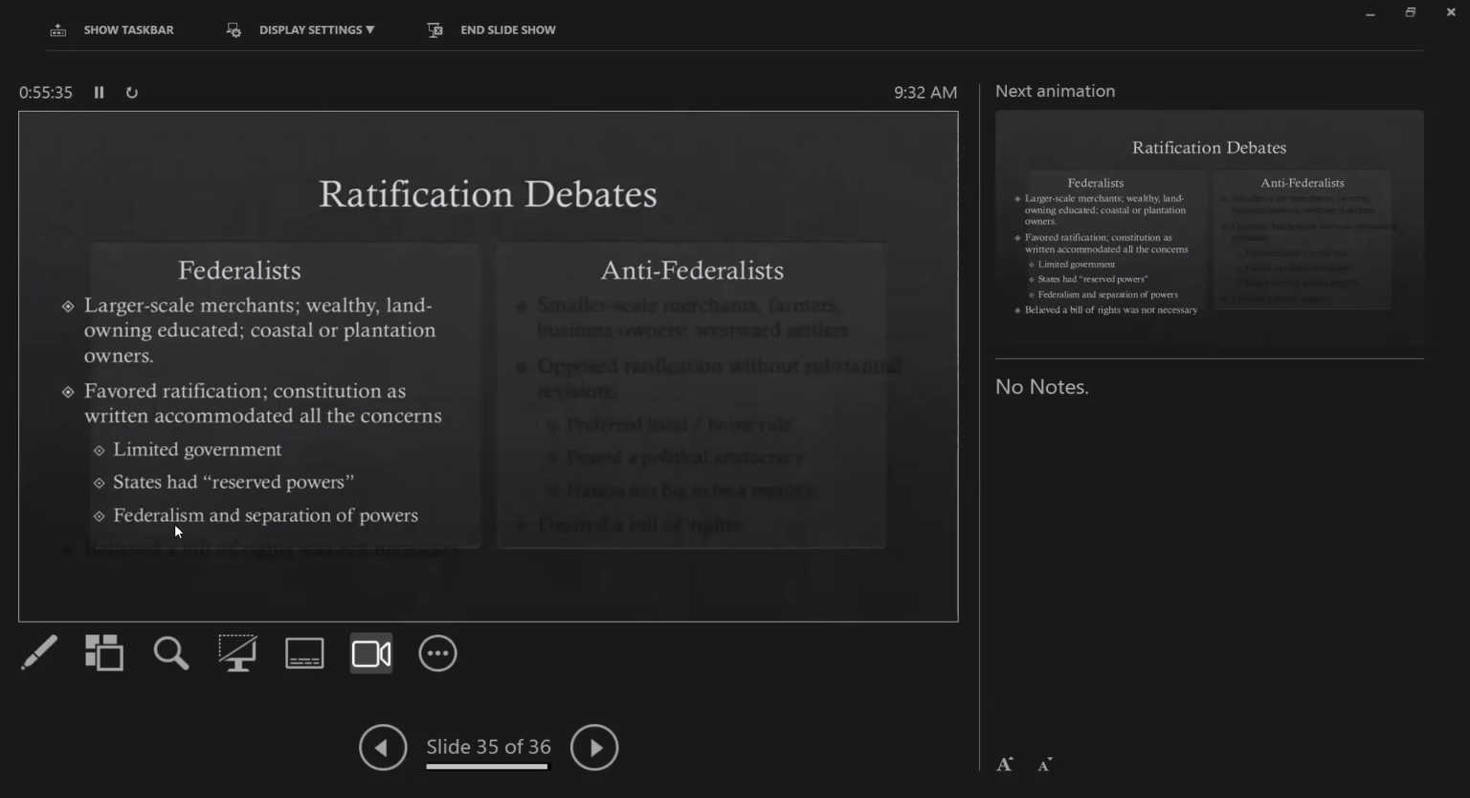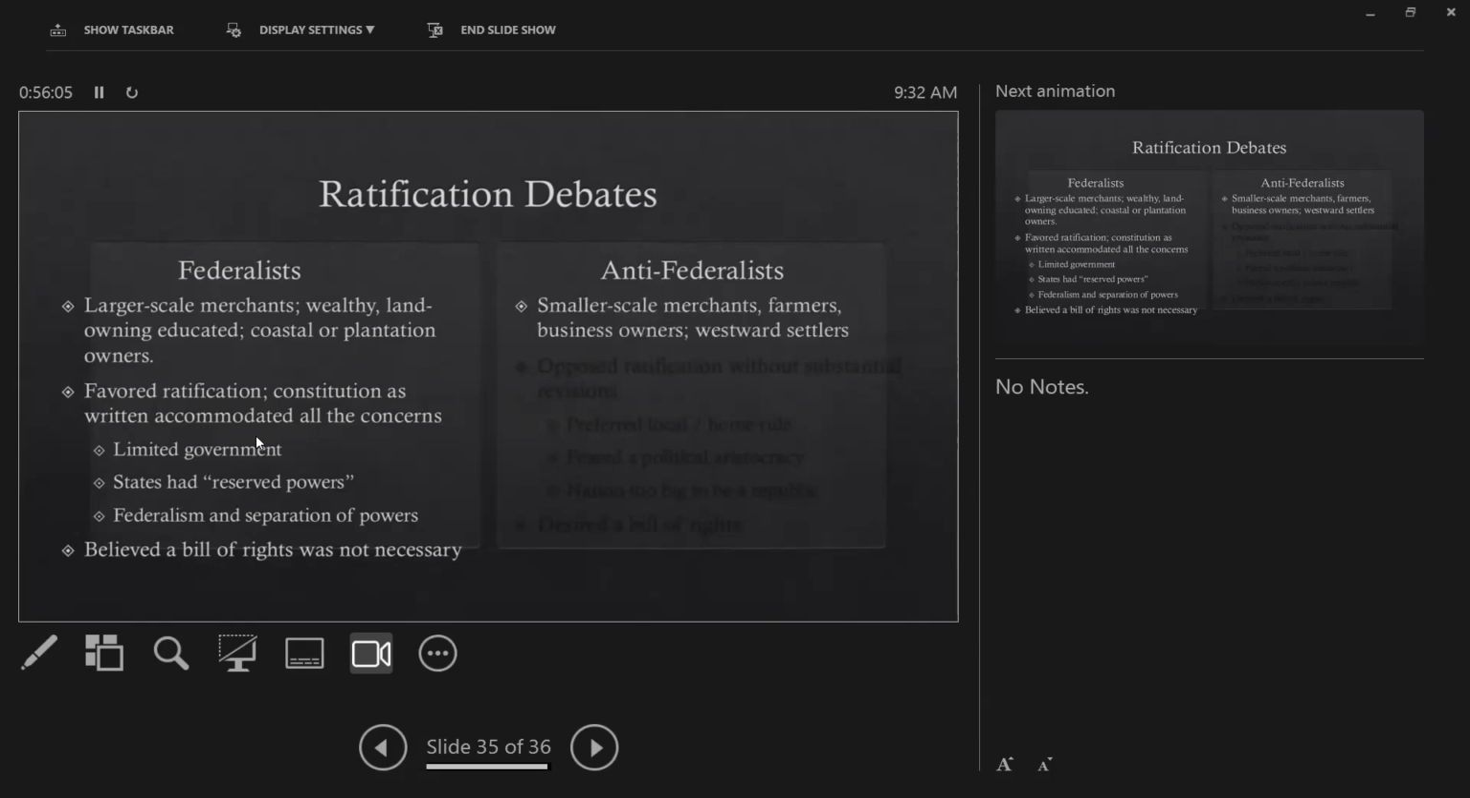They understood the principles of federalism and separation of powers and believed they offered sufficient internal controls on any particular branch's exertion of power. And they did not think a Bill of Rights was necessary because of these other things, because it was a limited government, because we had separated powers. They believed a Bill of Rights wasn't needed.